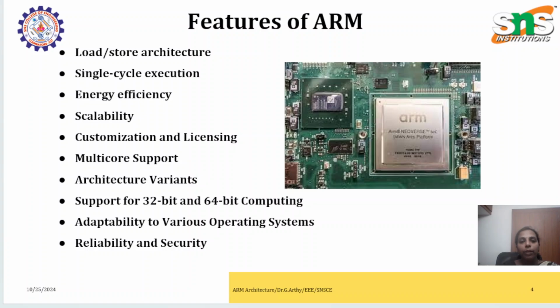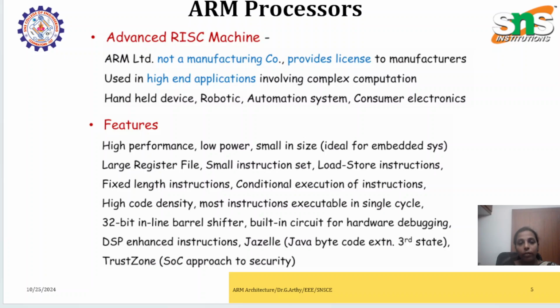Features of ARM. ARM has load store architecture, single cycle execution, it is energy efficient, it is scalable, customization and licensing is possible, which is a key feature of ARM. Then multi-core support also, that is different variants. Then it supports 32-bit as well as 64-bit computing, and it is adaptable to various operating systems, reliable and secure. Other than this, its performance was very good.